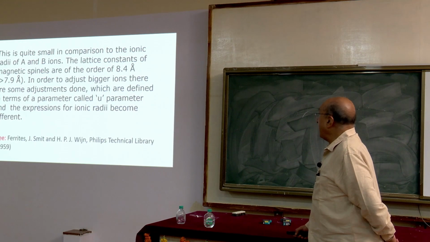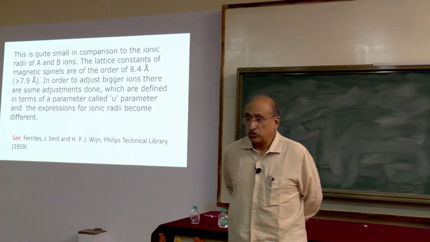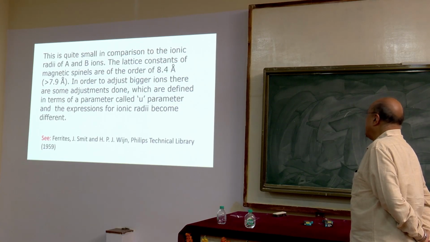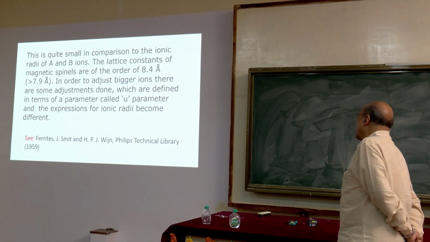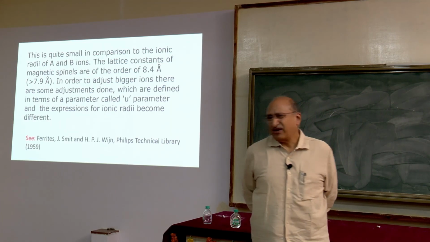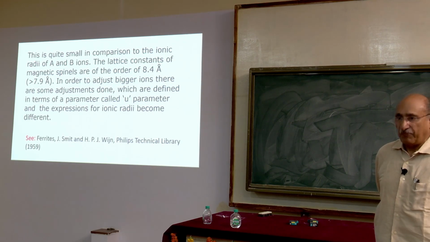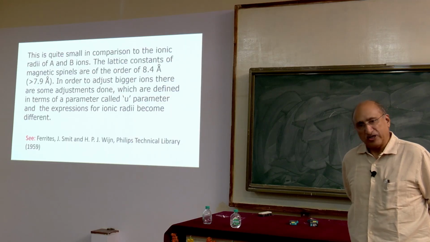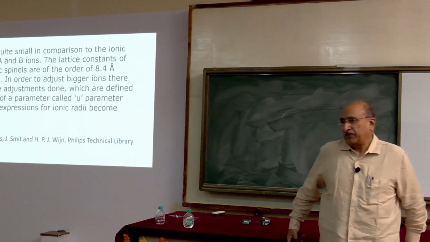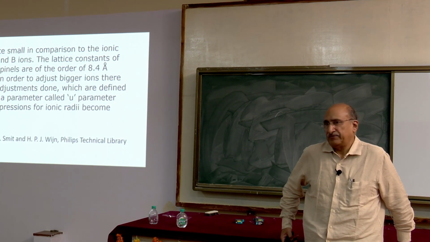lattice constant of most of the magnetic spinels, which is 8.4 instead of 7.9 that I have calculated using the oxygen ion radius. In order to accommodate bigger ions, there are some adjustments done which are defined in terms of a parameter called the U parameter. I will not discuss the U parameter because that would make things much more complicated. Like you have the T parameter for perovskite, here you have a U parameter for spinel. If you want to see, this is the ideal book, Smith and Will. A very, very old textbook which describes these U factors in great detail.